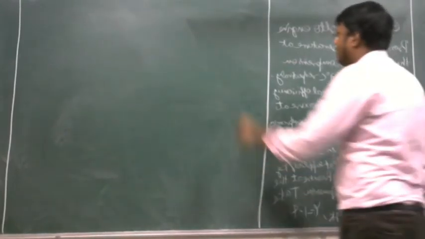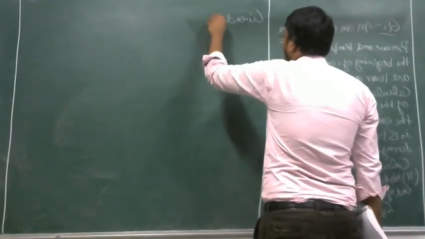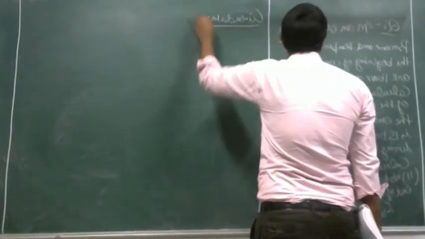So this is the last question we are discussing. First of all, we have to write the given data. So what data is given in the question? In an Otto engine, read the question carefully: pressure and temperature at the beginning of compression.